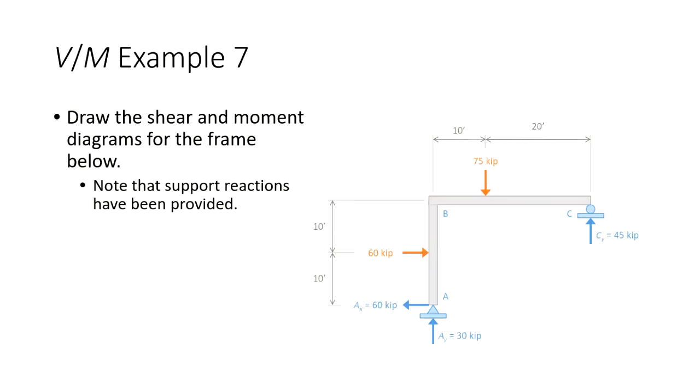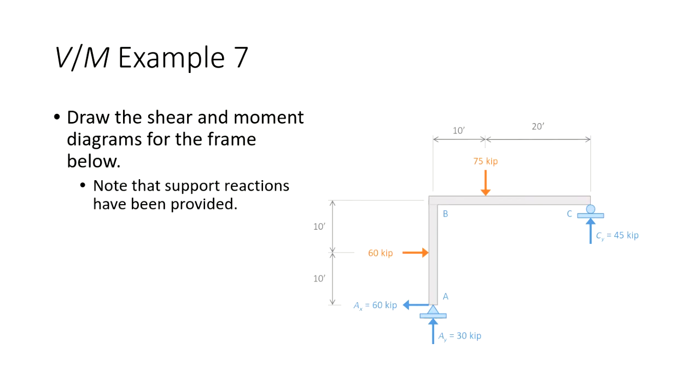I want to walk through a shear and moment diagram example for a frame. Here's the frame I came up with. It's just a two-member frame. I've got one I'm going to call the column. That's the vertical member, member AB. And then I have the beam member BC.